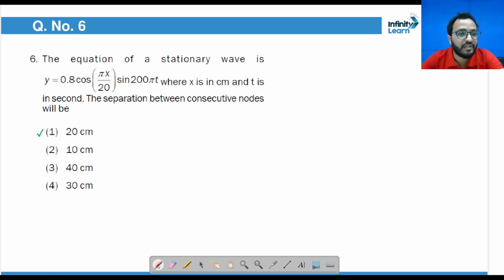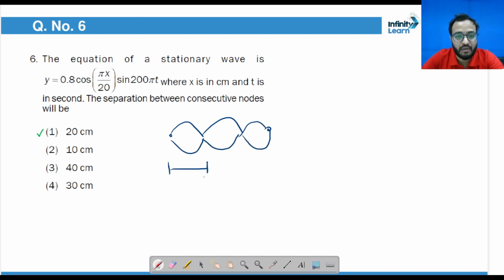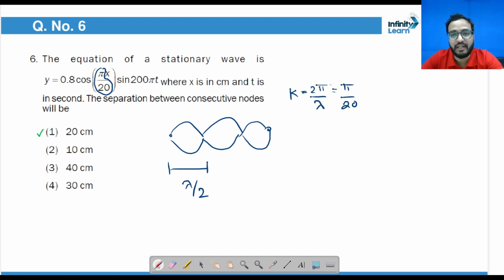The equation of a stationary wave is given; find the separation between two consecutive nodes. When I talk about two consecutive nodes, the distance is always lambda by 2. This is k, so you can say k is 2 pi by lambda, which equals pi by 20. From here lambda by 2 equals 20 centimeter.